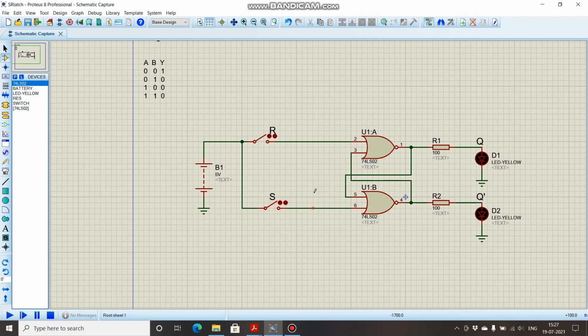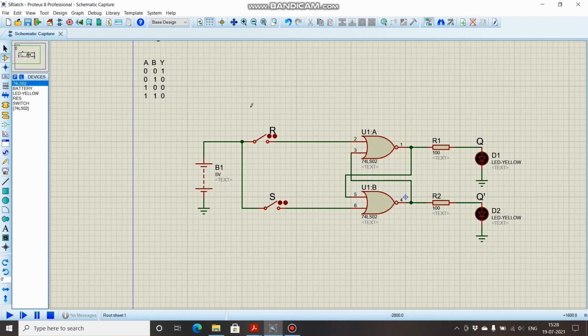And in this circuit, you can see that for this NOR gate, one input is S, while the other input is the output of the first NOR gate. Same goes for this first NOR gate. The first input is R, and the second input is the output of the second NOR gate.